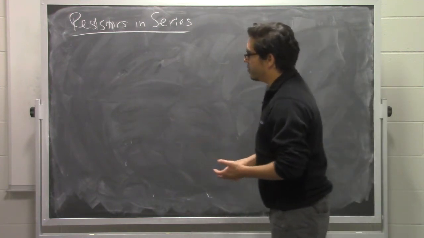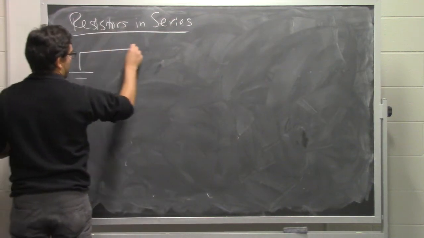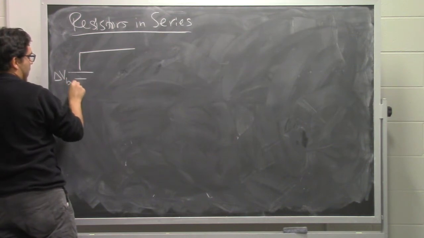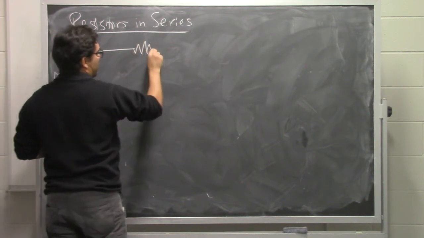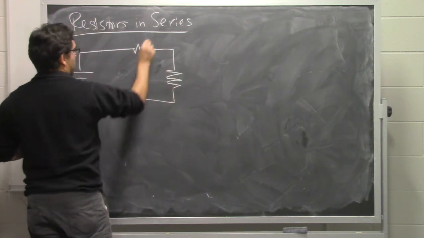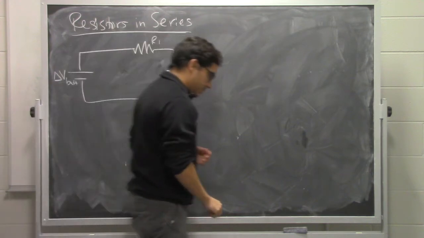So the first thing we're going to do is build a circuit, and draw a circuit diagram. It has a battery, which has some potential difference across it. We'll call it delta V bat. And it has these two resistors in it, which we indicate with these squiggly lines. One of them we'll say has a resistance R1, and one has a resistance R2.